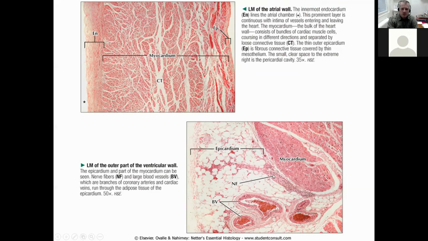This is one of the peripheral nerves. We cannot say whether it's a sympathetic or parasympathetic nerve. You know, there are parasympathetic branches of the vagus nerve here, and there are sympathetic cardiac nerves. So we would need to prove what neurotransmitter would be inside to tell whether it's sympathetic or parasympathetic. And here already starts the myocardium.